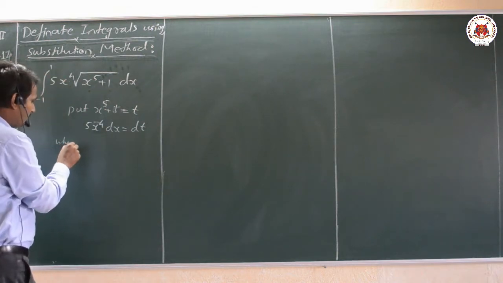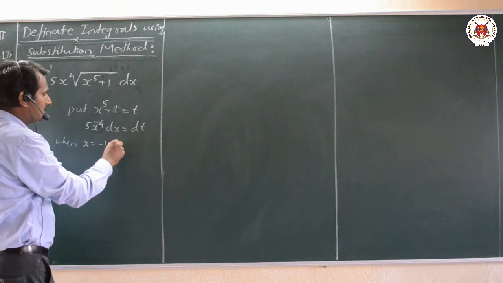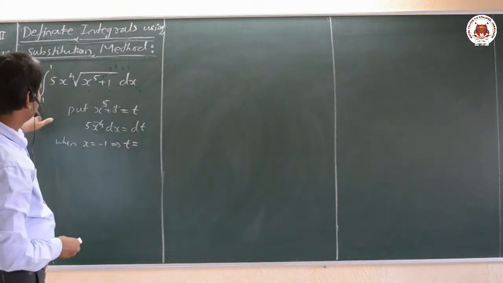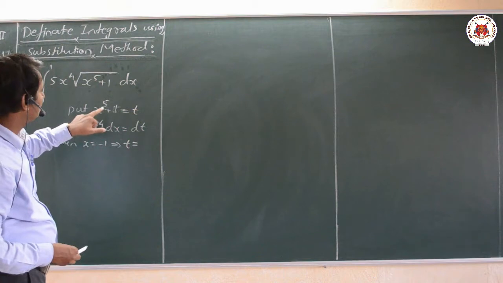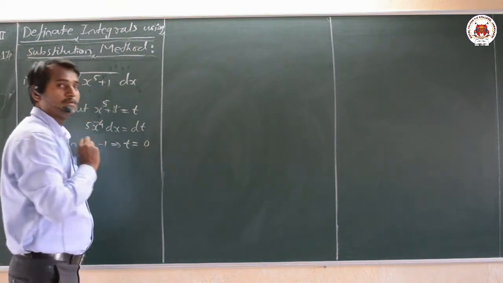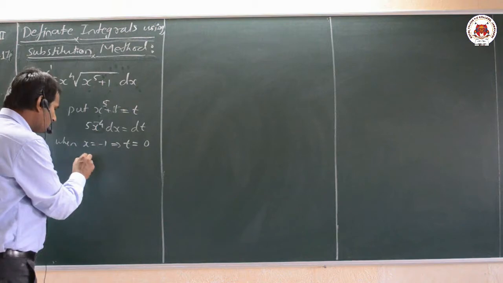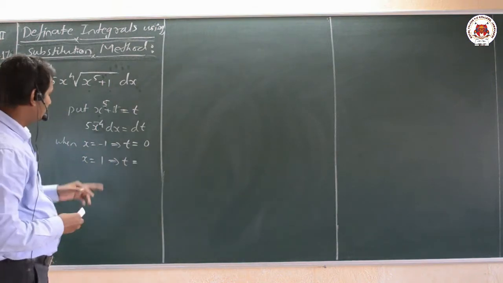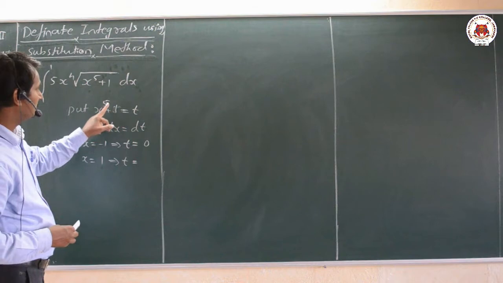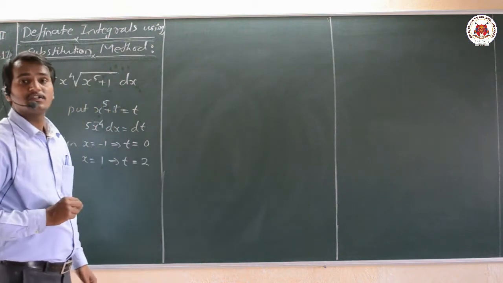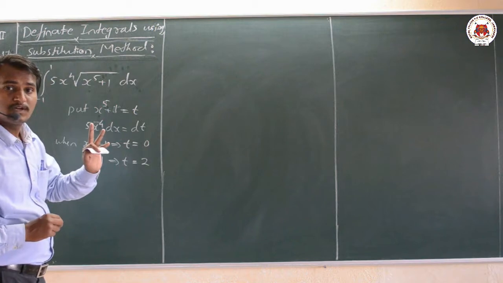When x equals -1, that implies t, let us see what it becomes. If x equals -1, that is the lower limit, -1 raised to 5 is -1, and -1 plus 1 is 0. Also, when x equals 1, what is the value of t? If I substitute, 1 raised to 5 plus 1 is 1 plus 1, that is 2. So we got t equals 2.